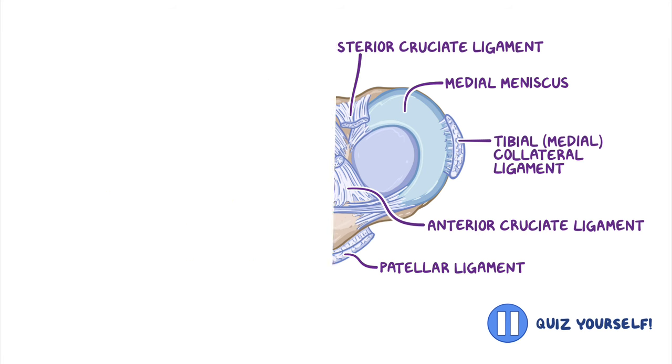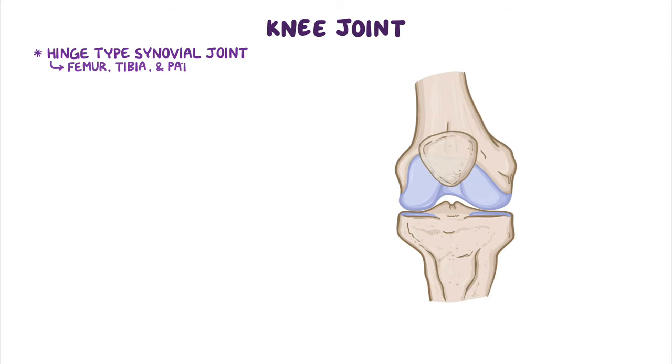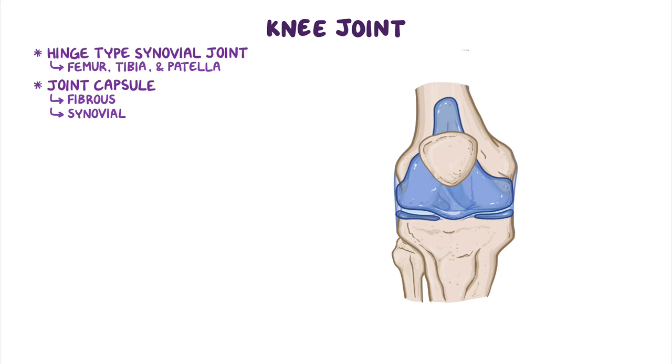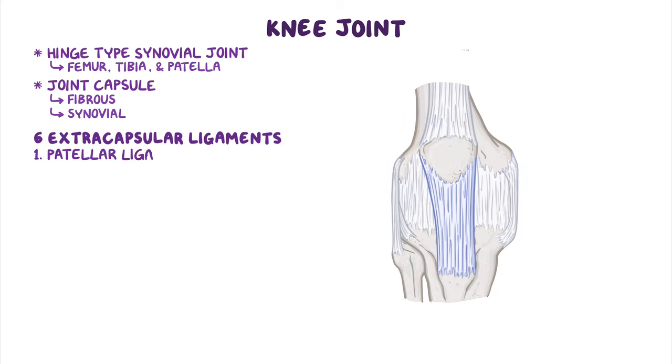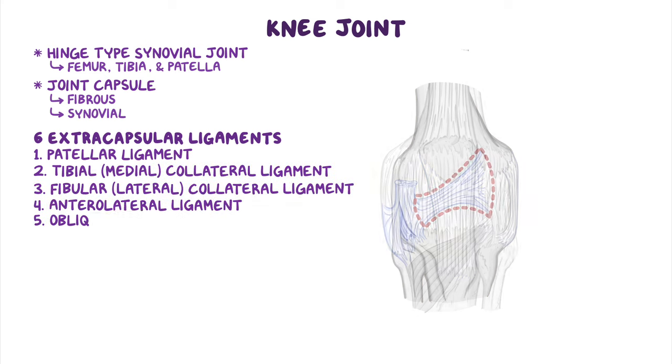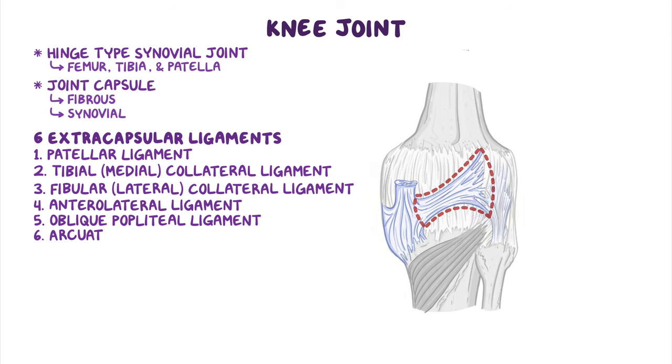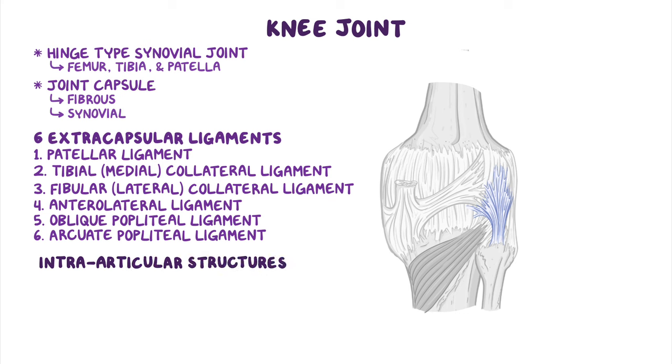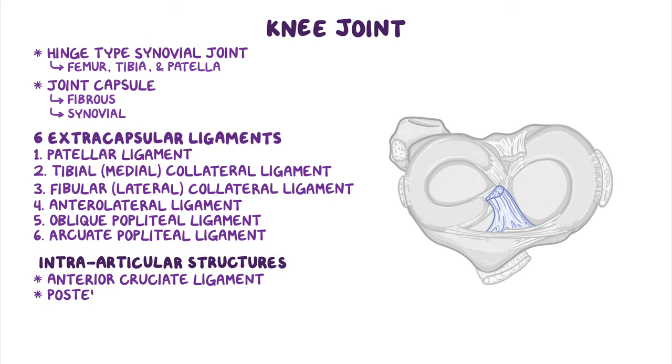All right, a quick kneecap. Sorry, quick recap. The knee joint is a hinge type of synovial joint between the femur, tibia, and patella, and a joint capsule also formed by a fibrous and synovial layer. The joint has six extracapsular ligaments: the patellar ligament, the tibial and fibular collateral ligament, the anterolateral ligament, the oblique popliteal ligament, and the arcuate popliteal ligament. It also has intra-articular structures, including the anterior cruciate ligament, posterior cruciate ligament, and the medial and lateral menisci.